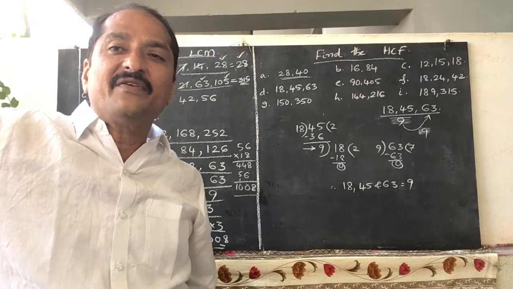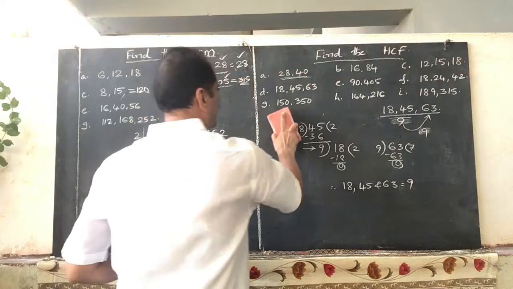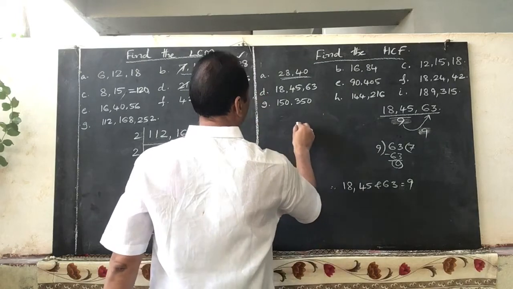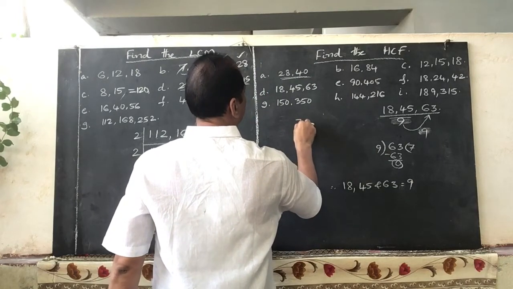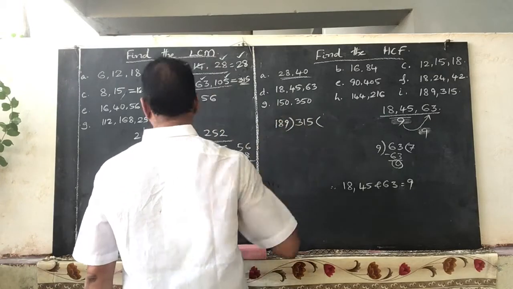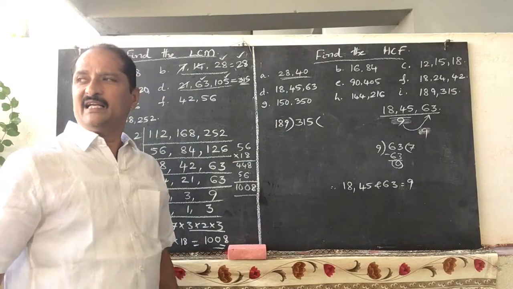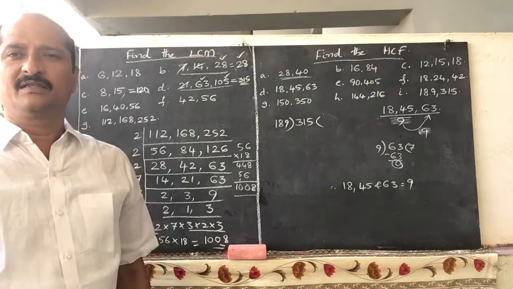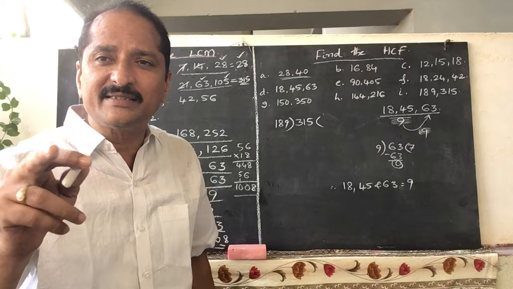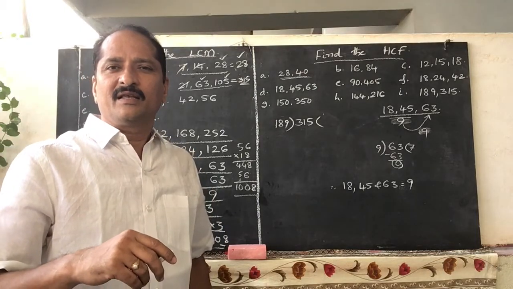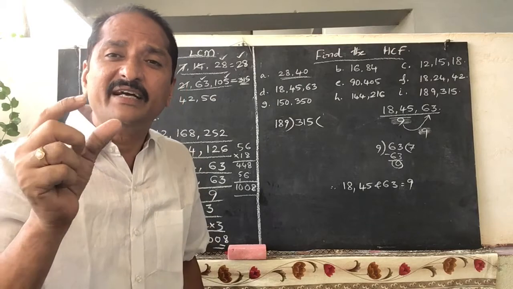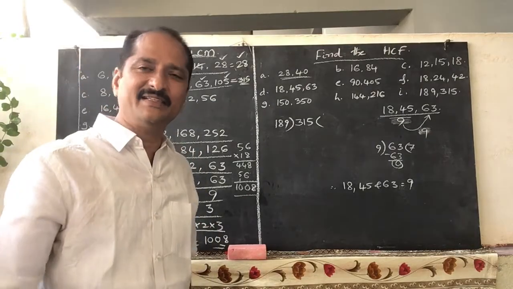You can check here: 189 and 315 are given. So find out the HCF of 315 with 189. Divide 315 with 189. Continue this division process till getting remainder 0. In which division you got remainder 0, that divisor is the HCF.